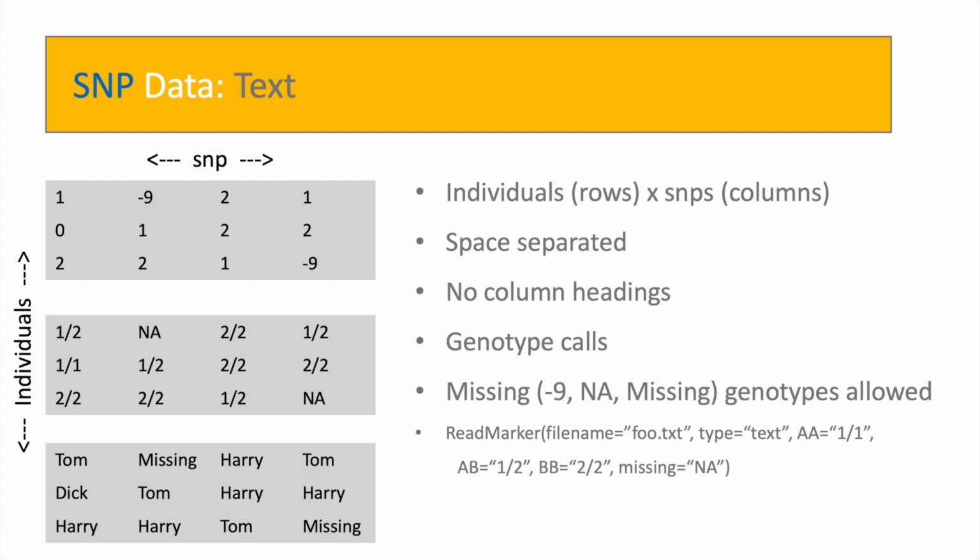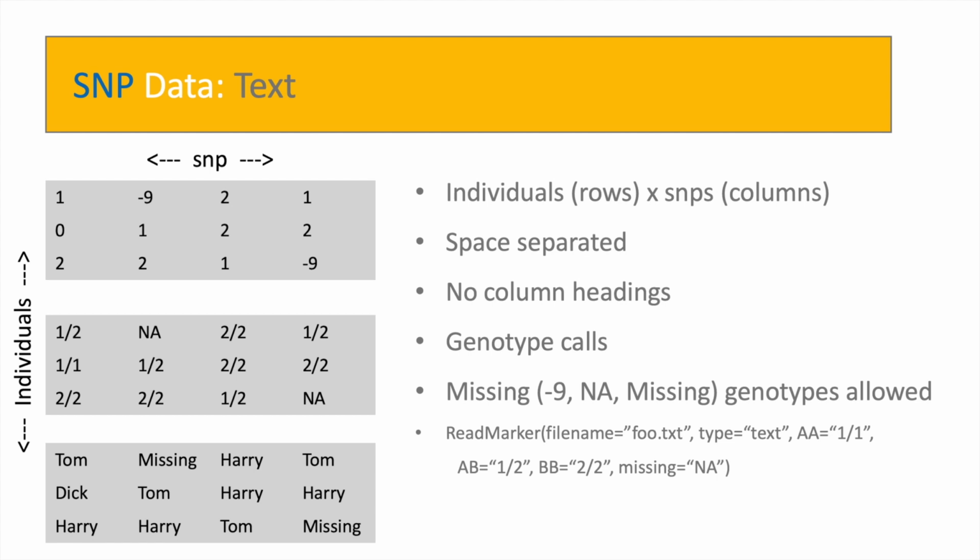Another way of organizing your SNP data is to have it as a plain text file. In plain text files, the rows are the individuals and the columns are the SNPs. It needs to be a space separated file, and you're not allowed to have any column headings. So don't put SNP names as the column headings in this file, because that will cause Eagle some grief. We're assuming that you have genotypic data, so you have genotype calls. What I've done on the left-hand side is, at face value, it looks like you've got three very different files, or three different representations of the SNP data. But if you look more closely, they're actually the same data, or they're interpreted in the same way in Eagle.